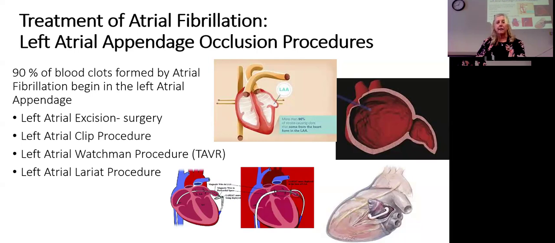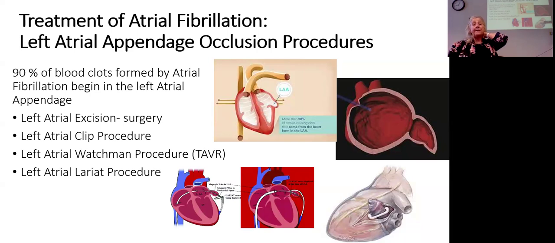So one of those is called a left atrial clip procedure. And they used to do a lot of these. They do less of these even. That's where they go in through your groin once again, and they just put a clip on that appendage. It's not like a paper clip, but like a clamp, where they just press down and it keeps blood from going in there.